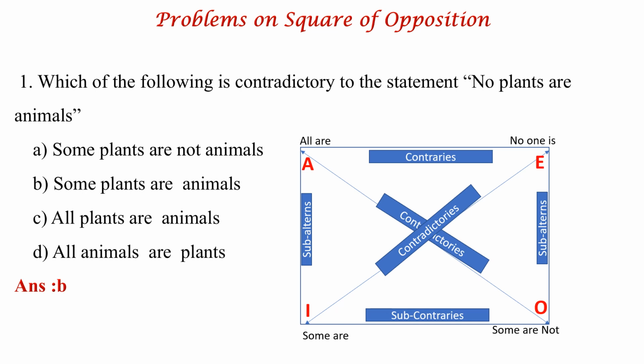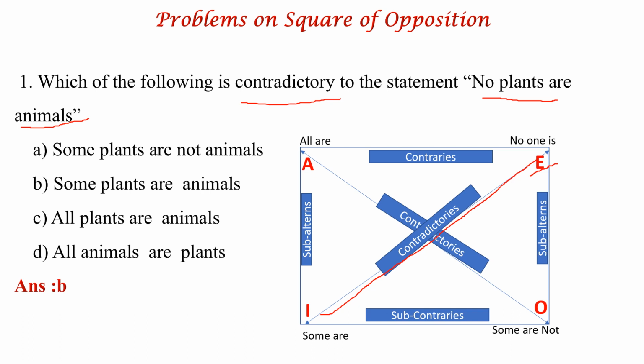Now read this first problem carefully. Which of the following is contradictory to the statement, no plants are animals? Now first find out the type of proposition. No plants are animals. What type is it? No plants. So universal negative. That means E type. What is contradictory? That is diagonally opposite. This is contradictory.